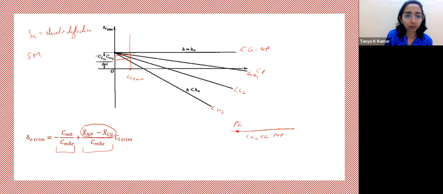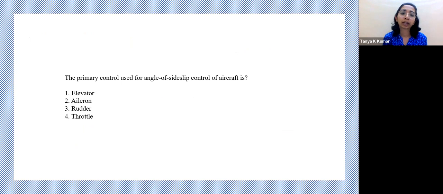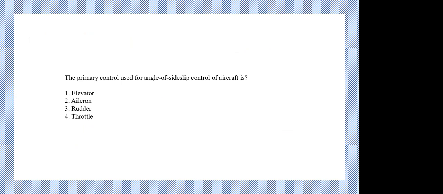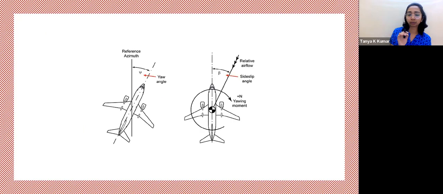Okay. So the next question: the primary control surface used for angle of sideslip control of an aircraft. Rudder. Okay. So here is one correction in this question. This question is not completely right. This is a point where there's a lot of confusion. There are two angles: the yaw angle and the sideslip angle. Can anyone tell me what the difference is? Looking at the figure, what is the difference between these two angles?